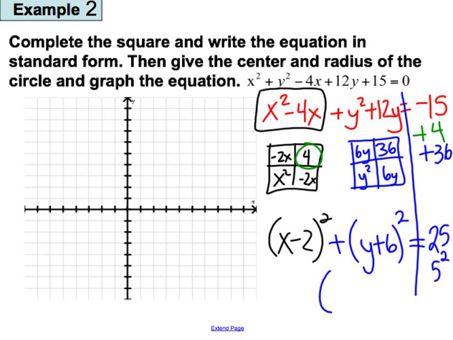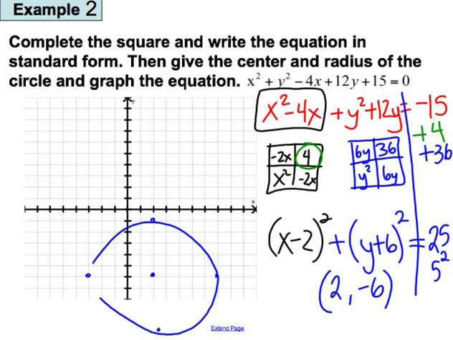My center is 2 comma negative 6 because in standard form, it needs to be (x minus the quantity) squared and (y minus the quantity) squared. So I'm going to graph my circle by going to 2, negative 6, finding my center, finding my radius of 5, going in both directions. Of course, I'm off the graph, and then I'm sketching my circle. So this one would be down at 2, negative 11.